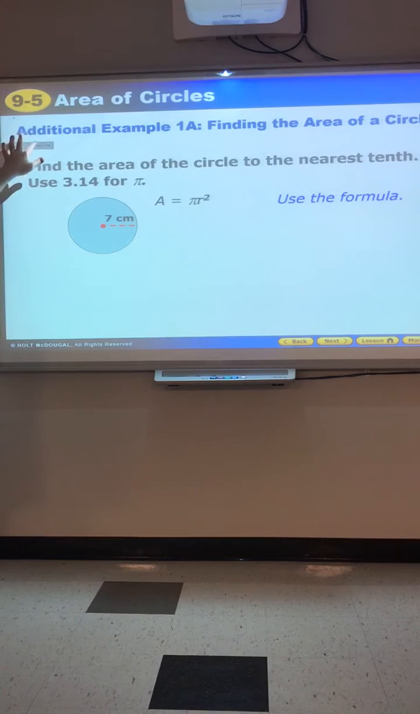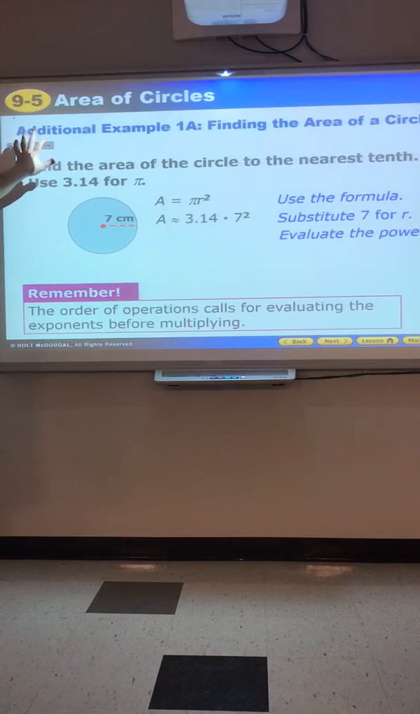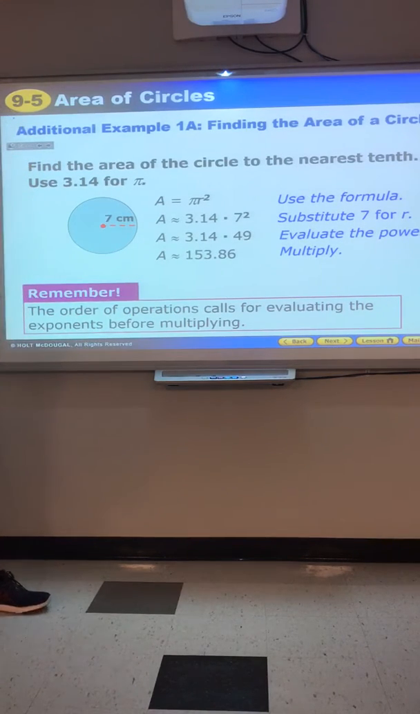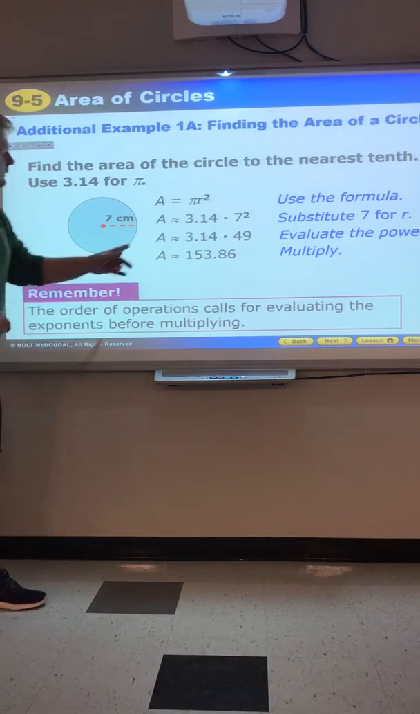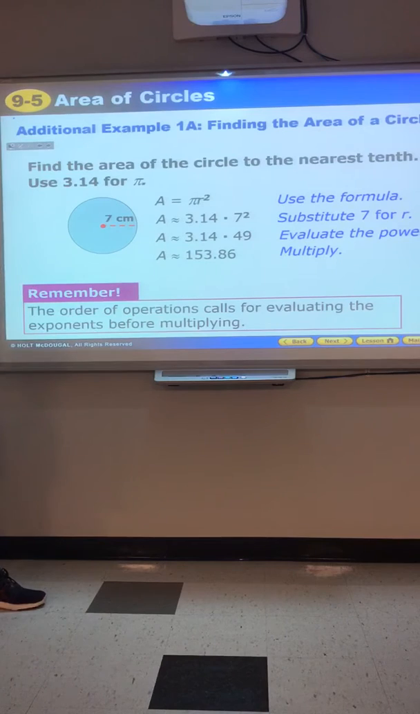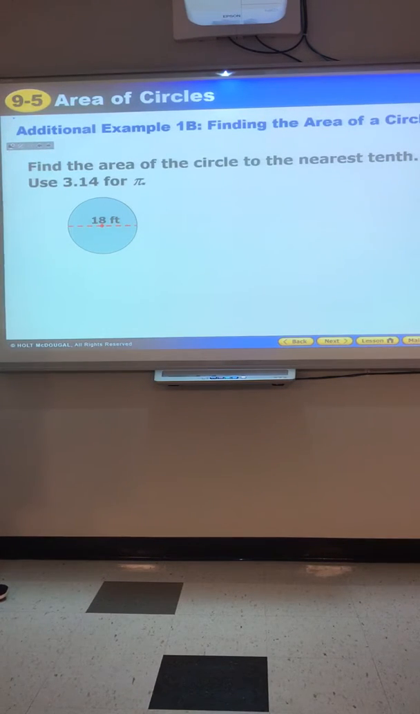We use the formula they've given us. We plugged that 7 in. We squared it. 49 times 3.14. We multiply and we get approximately 153.86. That means approximately because pi is a never-ending, never-repeating decimal number.